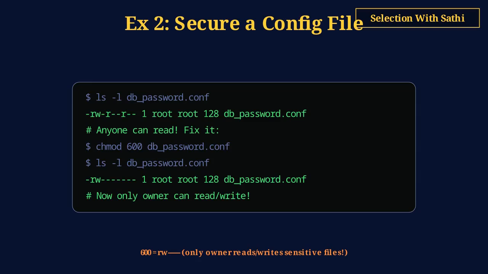Then we split into three groups of 3. Owner, rwx, which is 4 plus 2 plus 1 equals 7. Group r-x, which is 4 plus 0 plus 1 equals 5. Others, ---, which is 0. So the octal notation is 750. The owner has full access, the group can read and execute, and others have no access at all.